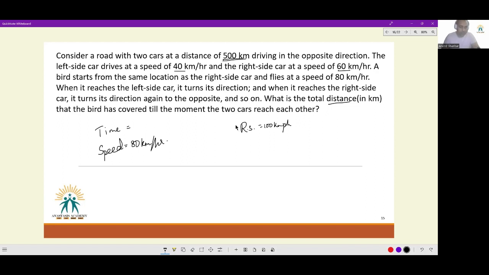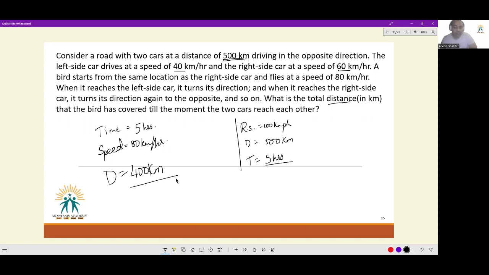The cars have to cover 500 kilometers. So the distance, this is for cars, this is for bird. The distance that the cars have to travel is 500 kilometers, relative speed is 100 kilometers per hour. Time taken will be 5 hours. Wonderful thing is, the duration that it takes for these 2 cars to meet is also the duration for which the bird flies. The bird flies for 5 hours. So how much distance has the bird traveled? 80 into 5, 400 kilometers.